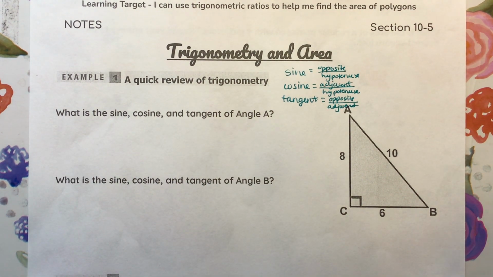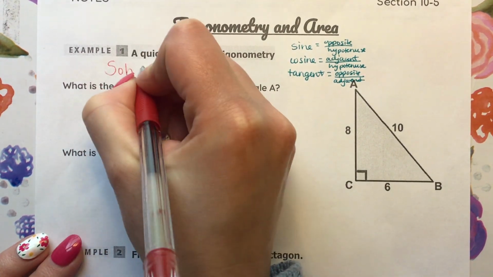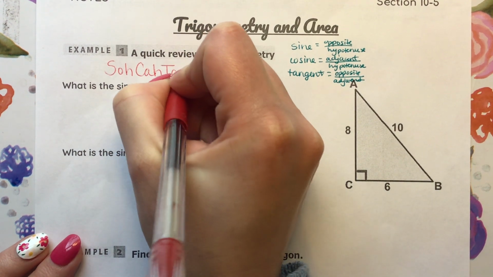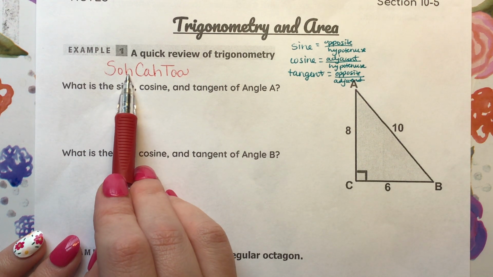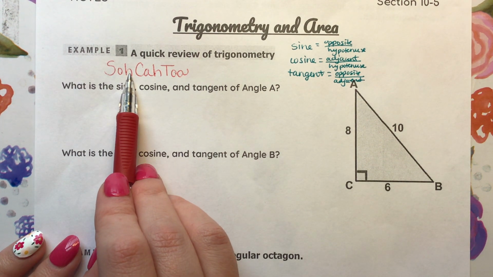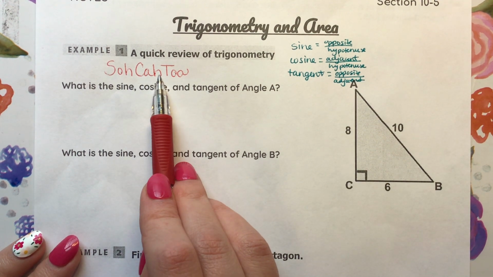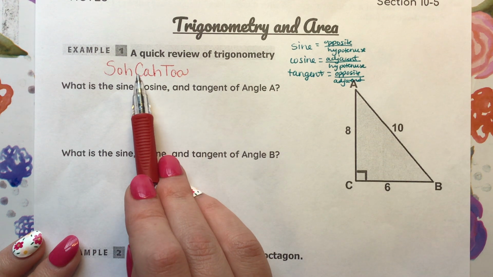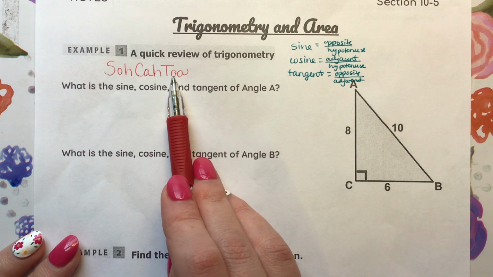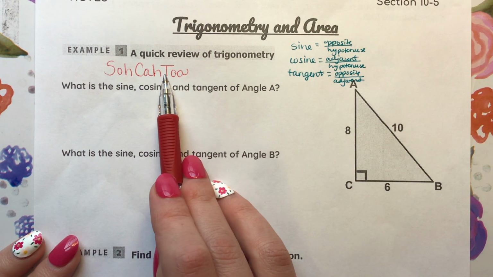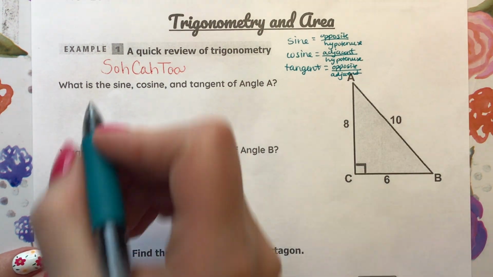I'm going to write out that little acronym that we had that helped us, and it was SOH, CAH, and then TOA. So S stands for sine, O for opposite, and H for hypotenuse. So sine is opposite over hypotenuse. C stands for cosine, A stands for adjacent, H stands for hypotenuse, so that is cosine is adjacent over hypotenuse. T is tangent, O is opposite, A is adjacent, so tangent is opposite over adjacent. So let's find the sine, cosine, and tangent of each of these.